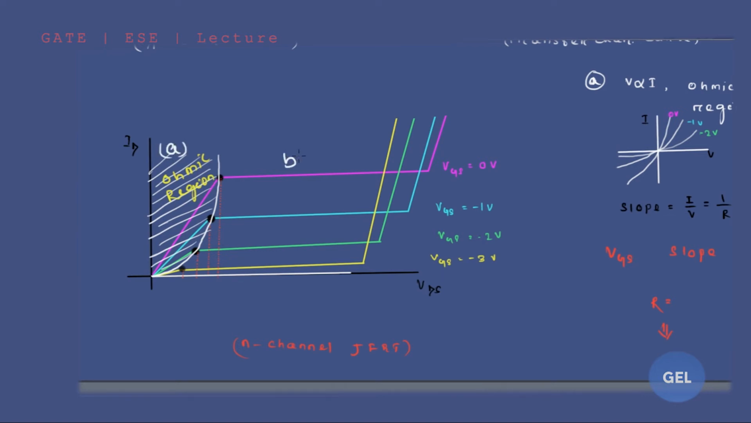There will be a B region here, a C region here, and a D region here. At B region, you'll get the saturation value of current. At C, you'll get cutoff. At D, you'll get breakdown. So one after another, we'll discuss all these points. Now let's start with the ohmic region.